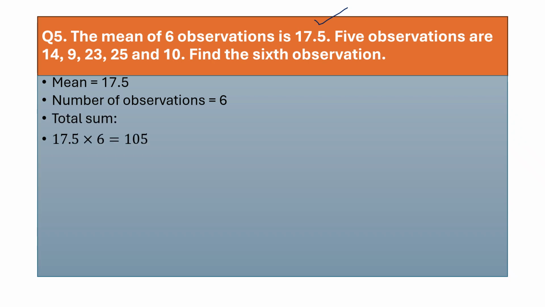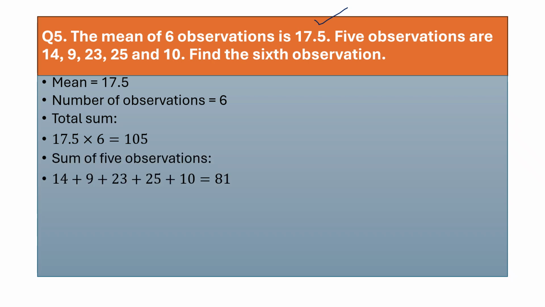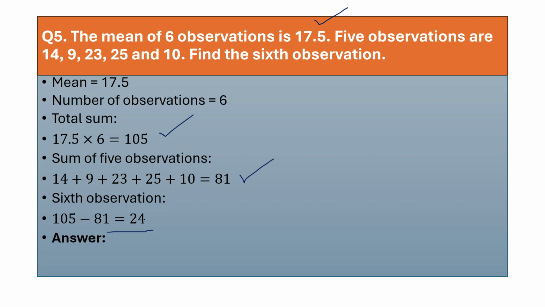So what is the total sum here? 17.5 into 6. Sum of 5 observations, so you need to add the 5 observations. Because the mean of the observations is already given to you, with 6 observations, then you have to add the 5 observations. So for the 6th observation, first you need the total sum, 105, minus 81. That will give you 24. So 24 is our 6th observation. This is the way you have to solve.